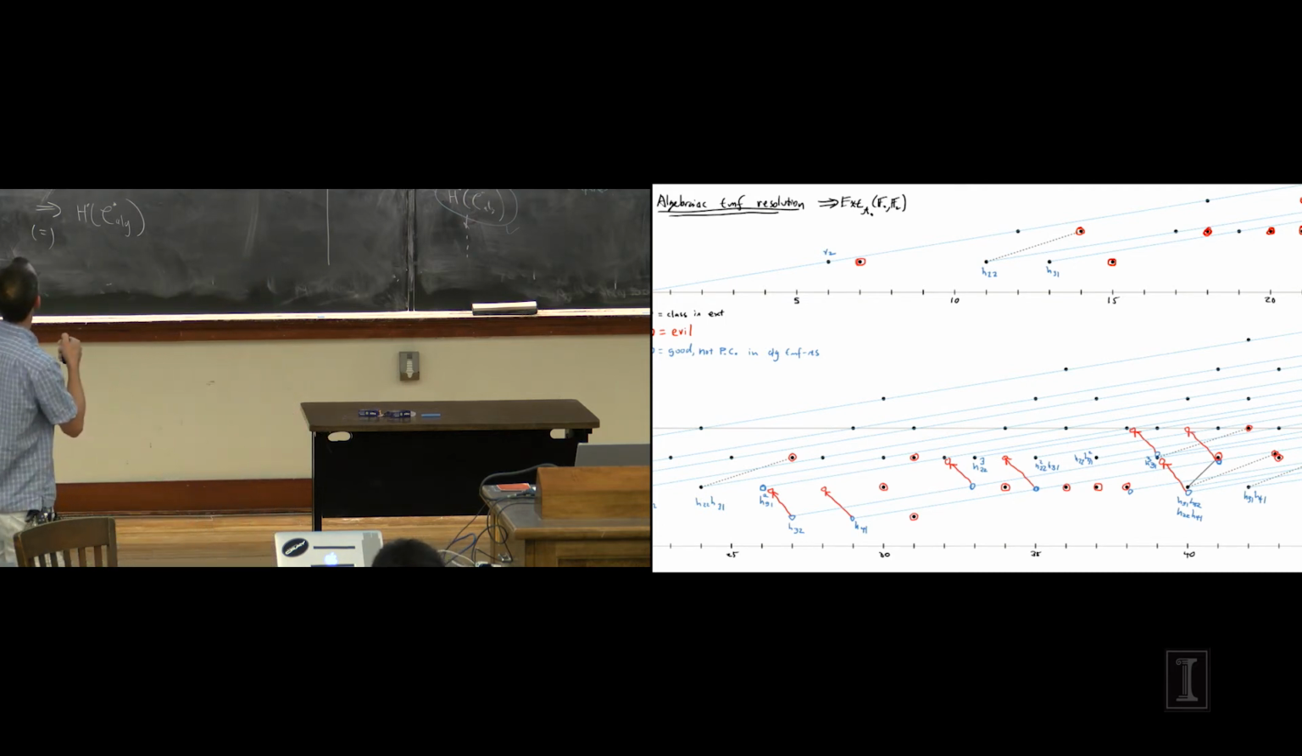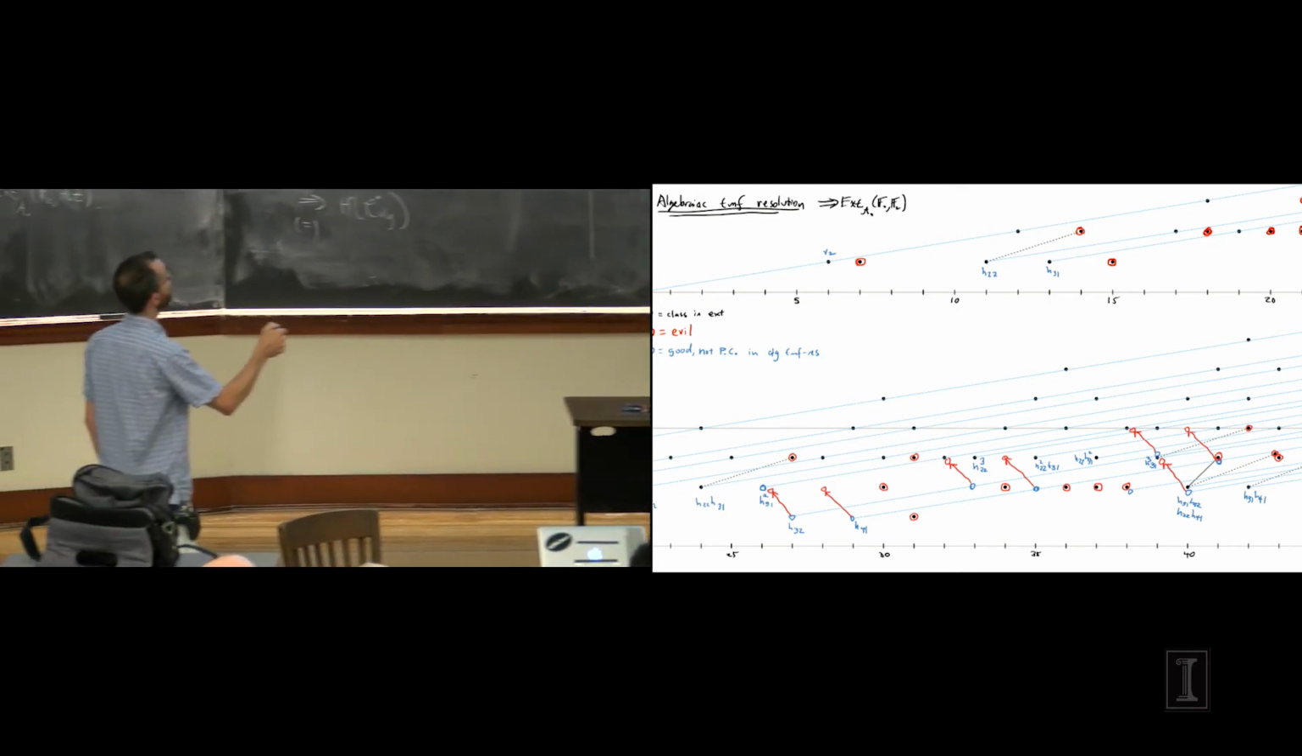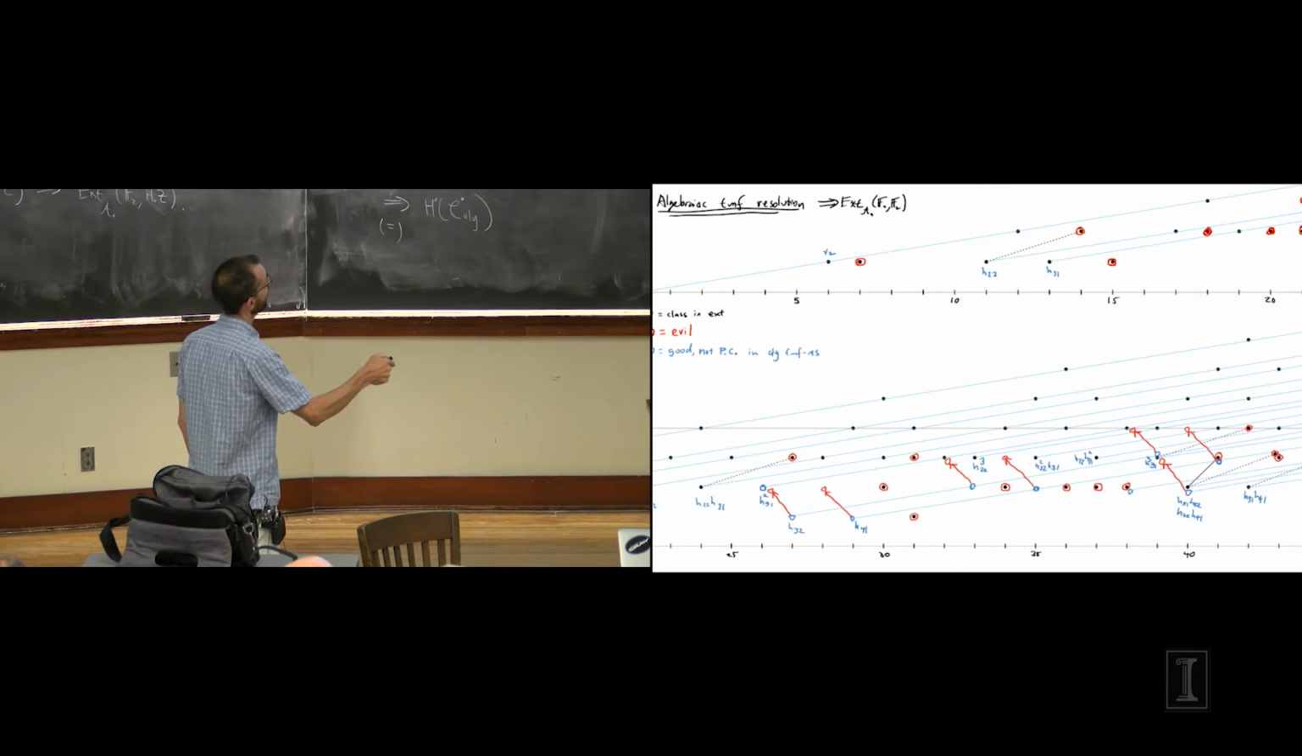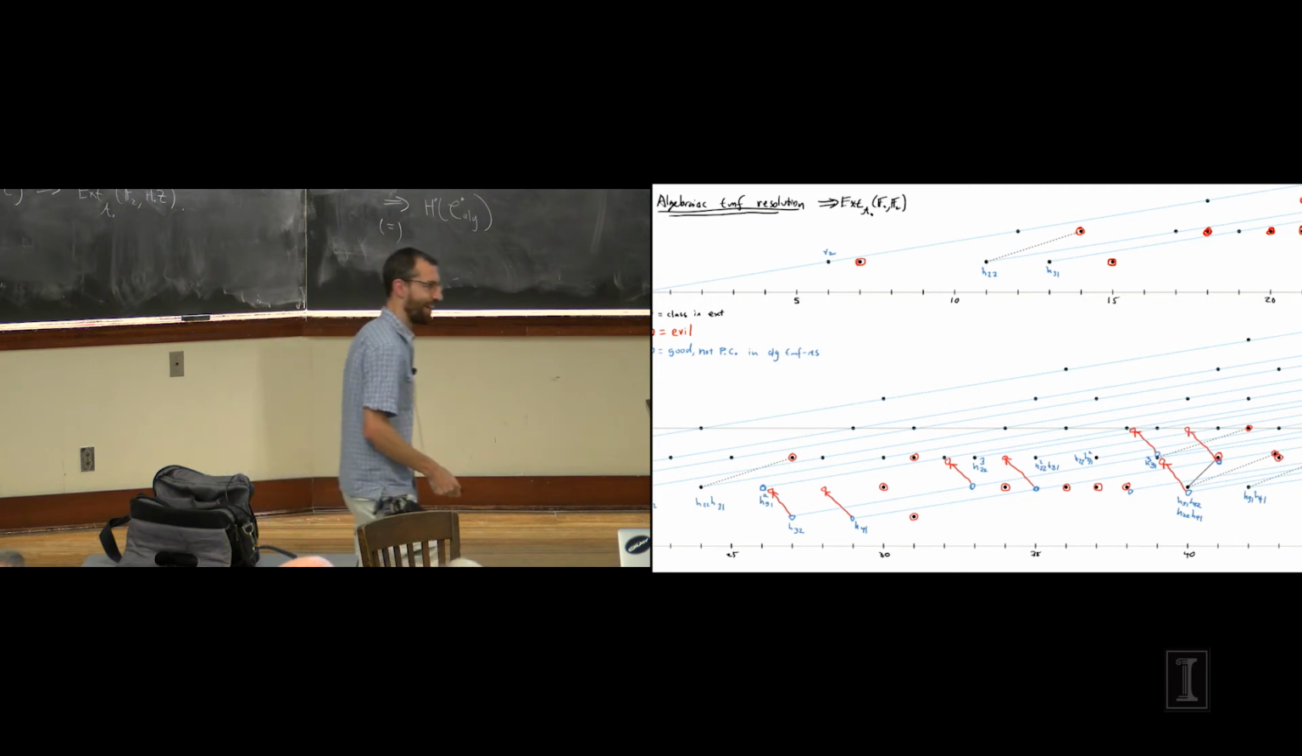The black dots: I took Bob Bruner's Ext program, ran it on this Z guy, and then drew over it. So the black dots are the classes in Ext of the Steenrod algebra. We're going up through about the 45 stem. This is kind of bad because I want to tell you something that's happening over here, but I'm not going to worry about it too much.